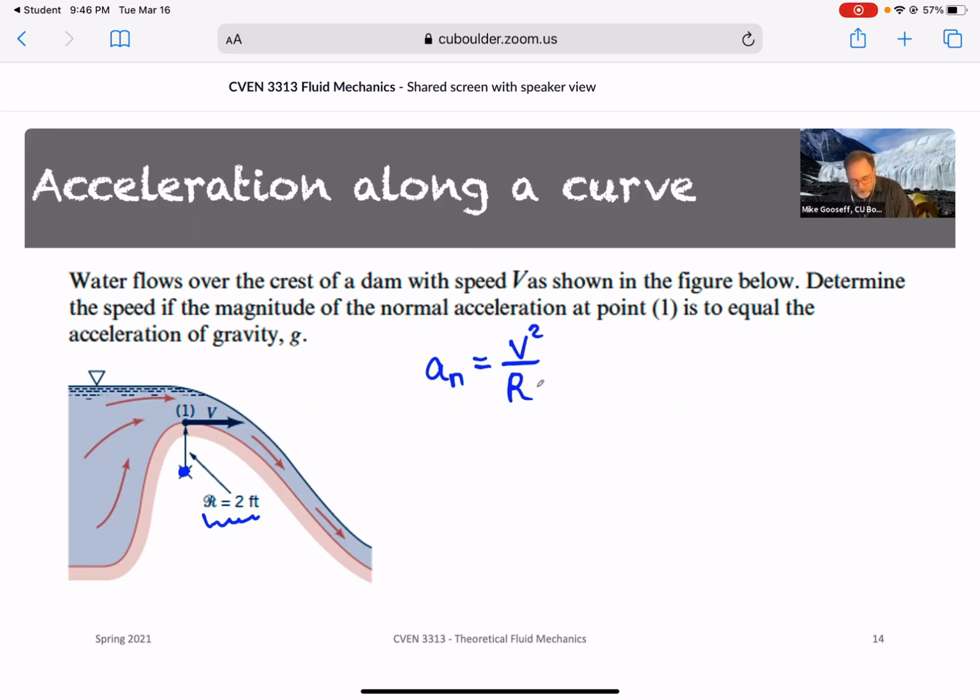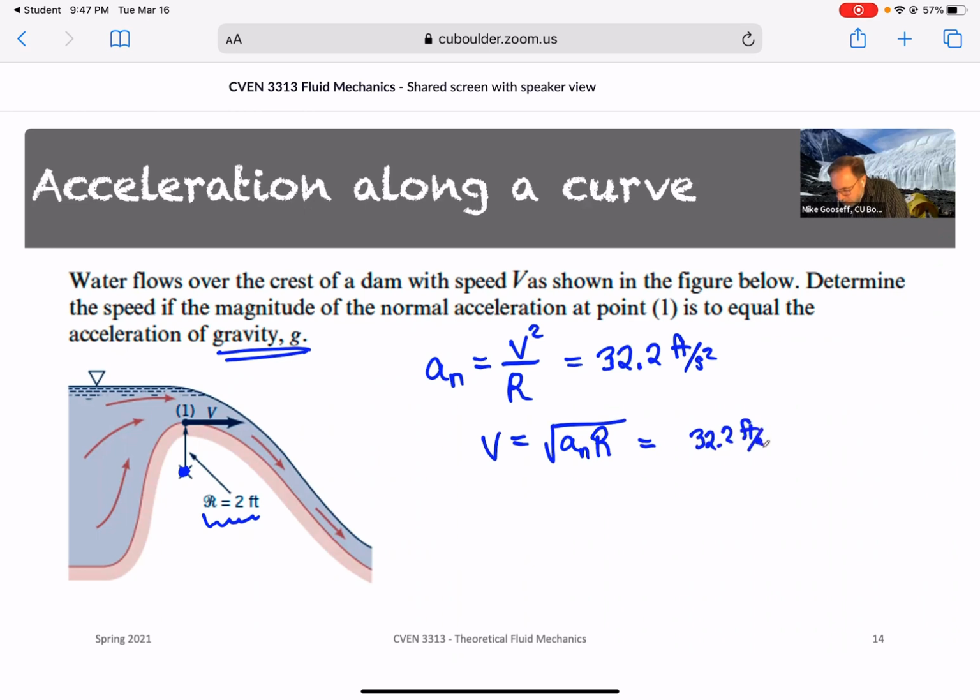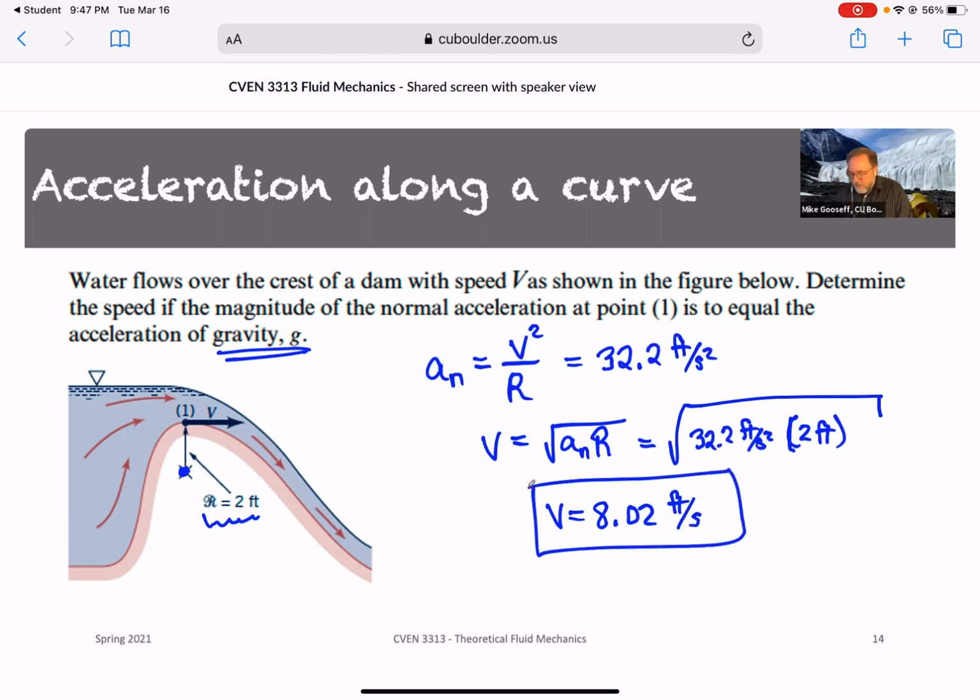So in this case, we are given that this is equal to gravity g, and we're given this in feet, so this is equal to 32.2 feet per second squared. So that is what this has to equal. So what is velocity? We can work this out: v is equal to the square root of a sub n, our normal acceleration, times this radius. Therefore we have 32.2 feet per second squared times a radius of 2 feet, and then we take the square root of that product. When we do that, v comes out to be 8.02 feet per second. That one happens to be fairly straightforward because a sub n is dictated to be equal to g, the gravitational acceleration.